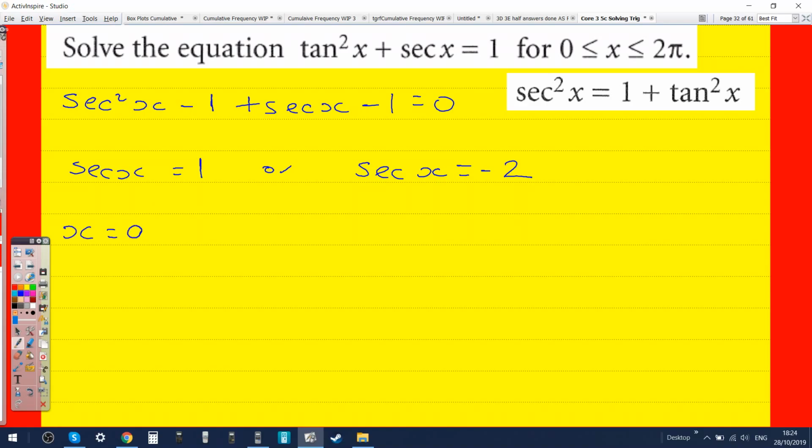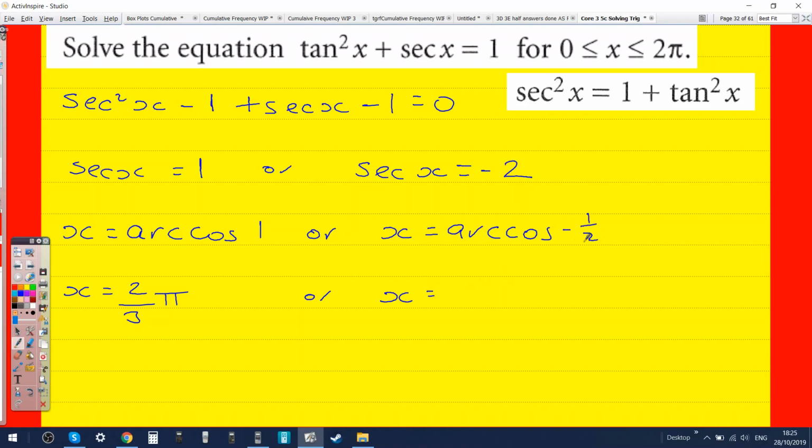So the first one's a half pi. And how did you get that half pi? Inverse, what was it? So it was inverse sine. What is sec? Sec is cos. Yes. So 2 over 3 pi. Oh wait, that's for the half one. Minus half is 2 over 3 pi, and the 1 is 0.